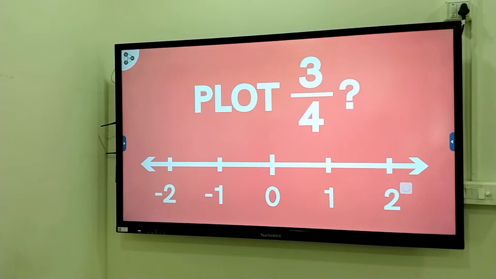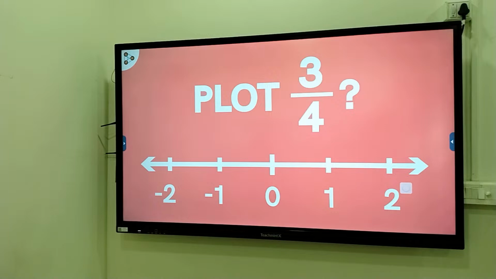How do we represent rational numbers on a number line? A number line looks something like this. The positive integers are represented towards the right of 0, and the negative integers are represented to the left of 0. The numbers increase when we move towards the right and decrease when we move towards the left. It's easy to plot integers, but how do we plot numbers like 3 by 4?